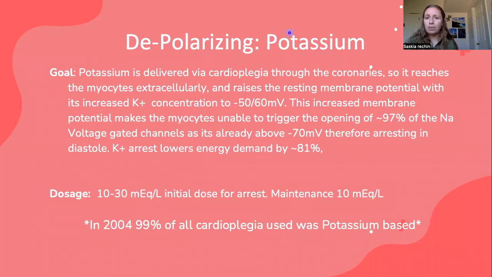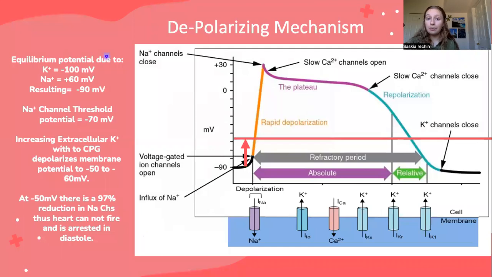So depolarization generally uses potassium, and it's delivered through the coronaries, raising that resting membrane potential to -50, -60. That makes the cell membranes unable to trigger about 97% of the sodium voltage gated channels, and it lowers the energy demand by about 81%. We generally give a dose of 10 to 30 milliequivalents for that initial induction dose, and then about 10 milliequivalents per liter for each maintenance dose. And potassium-based cardioplegia is the most commonly used cardioplegia, both historically and currently.